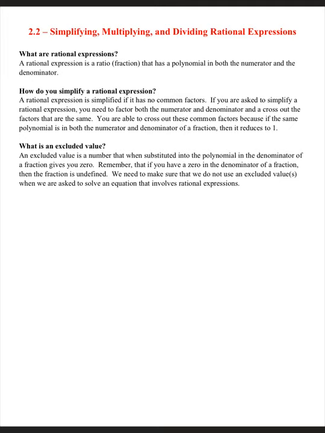We also are going to be focusing on excluded values. What is an excluded value? An excluded value is a number that when substituted into the polynomial that is in the denominator of a fraction gives you 0. Remember that if you have a 0 in the denominator of a fraction, then the fraction is undefined. We need to make sure that we do not use an excluded value when we are asked to solve an equation that involves rational expressions.